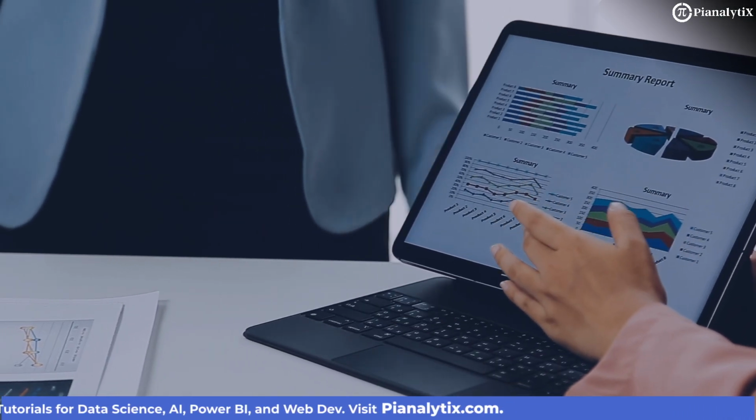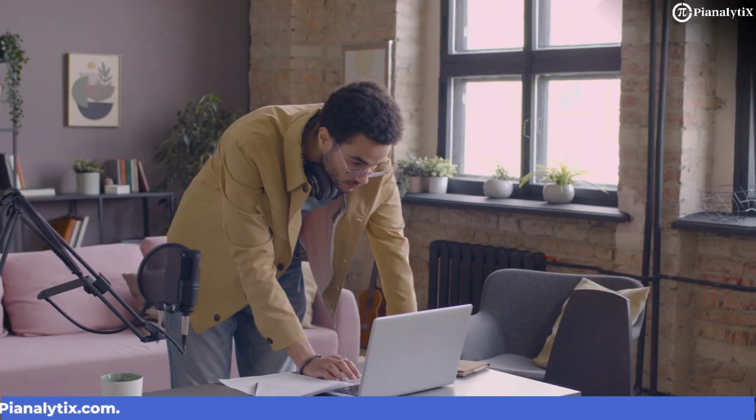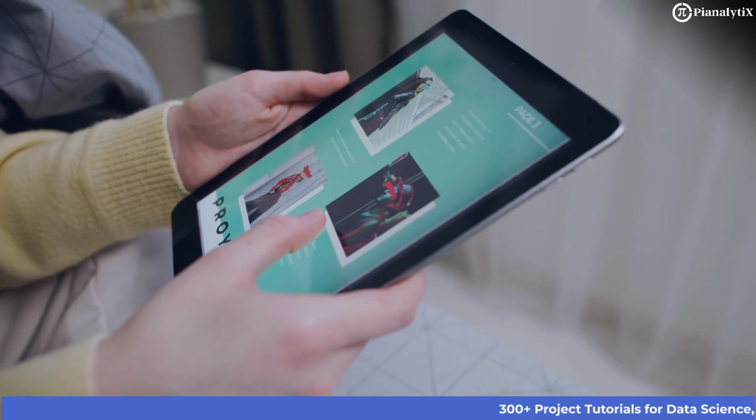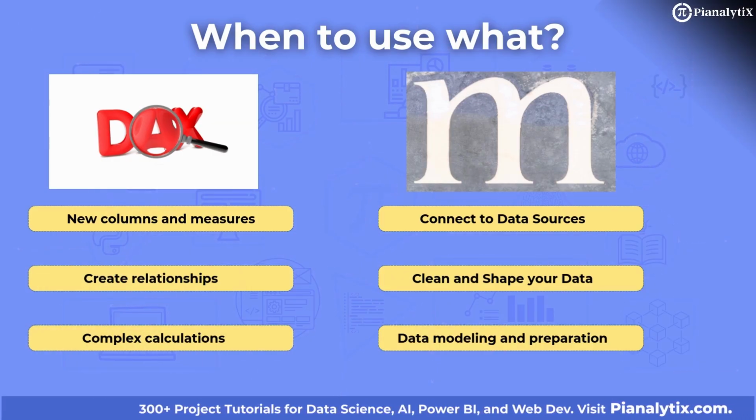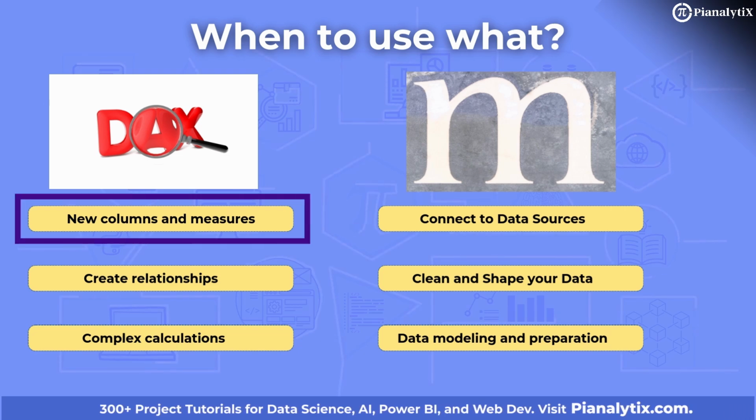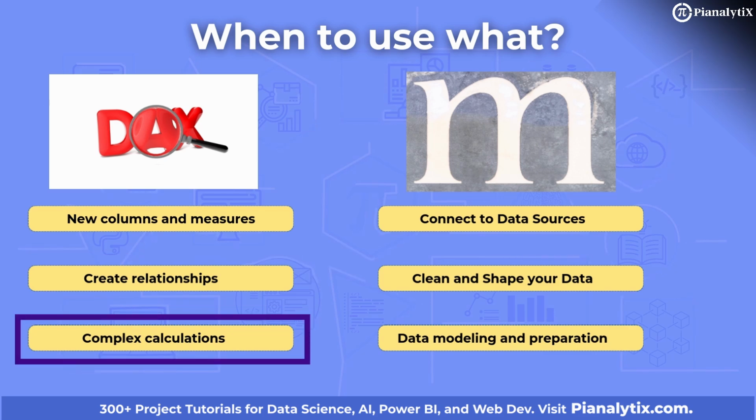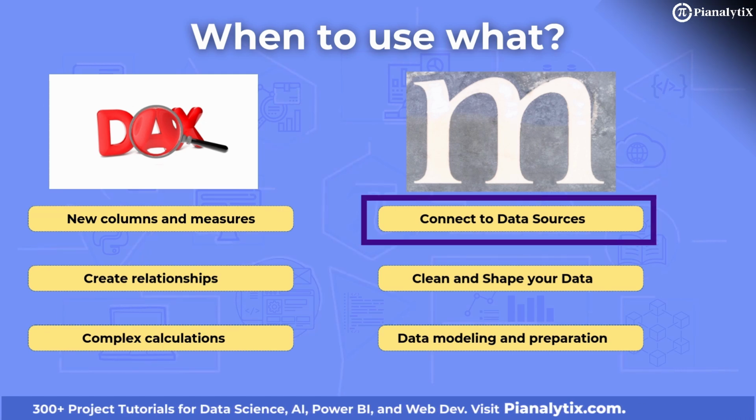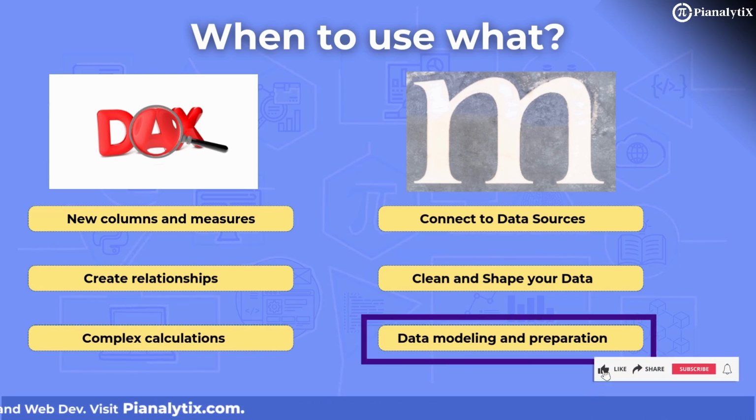Now, DAX and Power Query, or the M language, have unique roles in the data preparation and modeling processes, and you need to master both of these in order to become a successful data analyst, especially when you choose to work with Power BI. Now, when should you use what? So basically, you use DAX when you need to create new columns or measures within your data model, define relationships between tables, or perform complex calculations. And Power Query, or the M language on the other hand, is the right tool for the job when you need to connect to various data sources, clean and shape your data, or perform data modeling and preparation tasks.